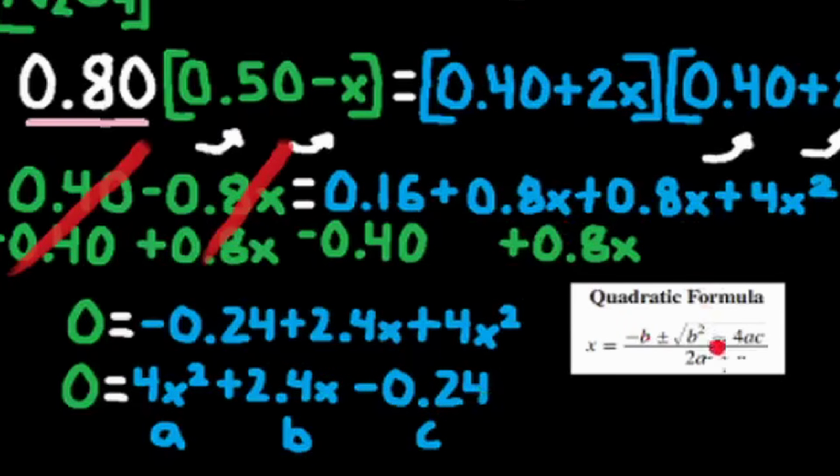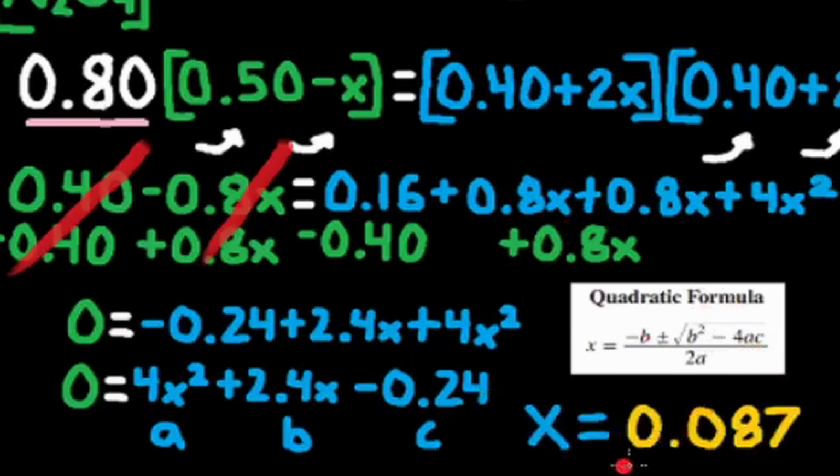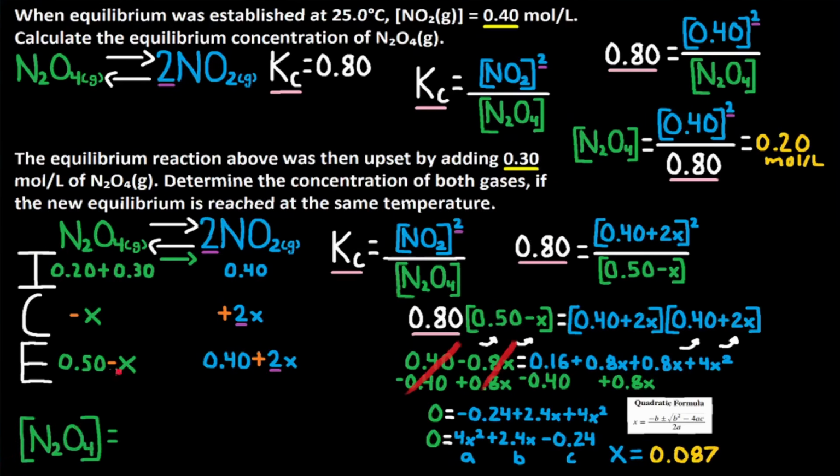So when you plug that into the quadratic formula, you get x is equal to 0.087. The quadratic formula gives you two numbers, and the other number was a negative, but x can't be negative, so we don't use that. For N2O4, we set the equilibrium concentration equal to 0.50 minus x. So we do 0.50 minus the x value we got, and that gets us 0.41 moles per liter rounded.